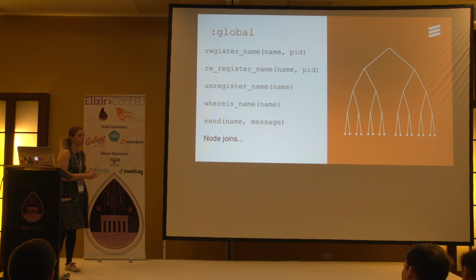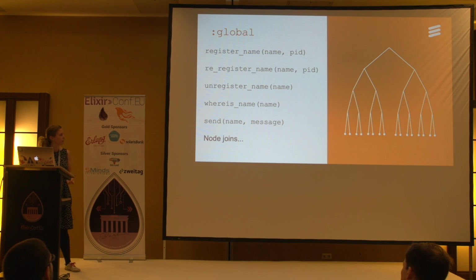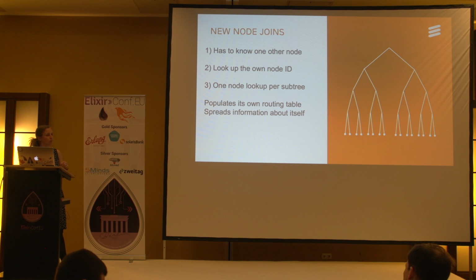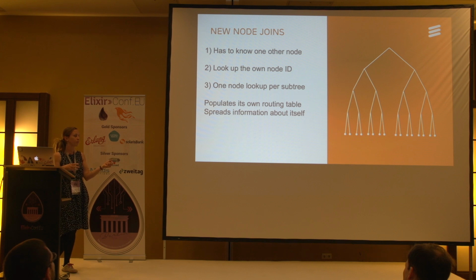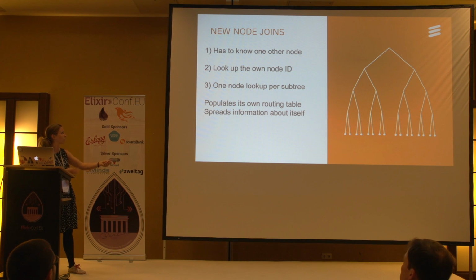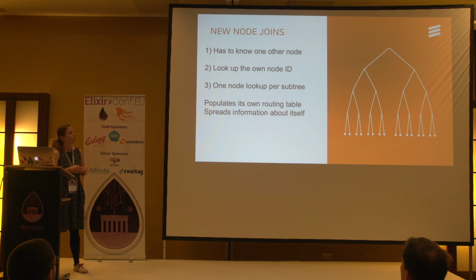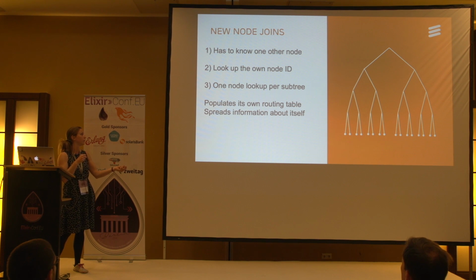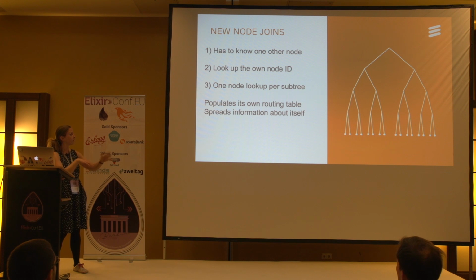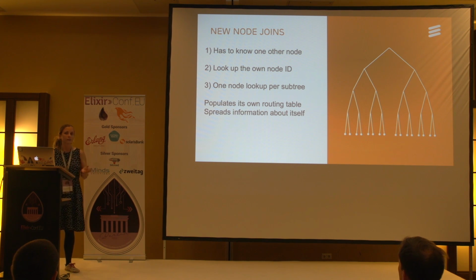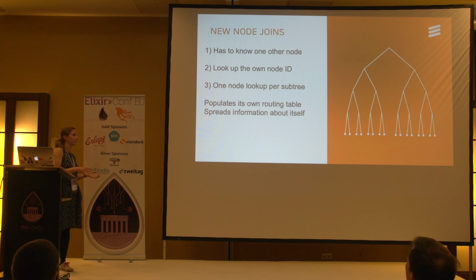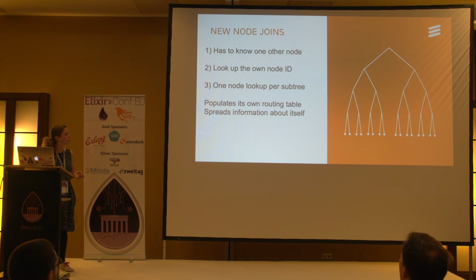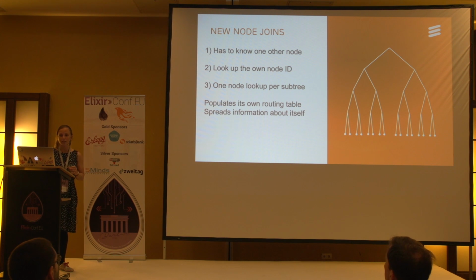But we have the node joins left to look into. So I'm just going to show how it works when a node joins. The first thing that happens is that you need one other node to connect to in the system, but that's the case for the old global version as well. You need one node to ping or something to connect to the network. Then you look up your own ID to get to know your closest neighbors, and then the node looks up one random ID in each of its subtrees. While doing this, it will both populate its own routing table and also spread around information about itself, so that other nodes can also find it during their lookups.